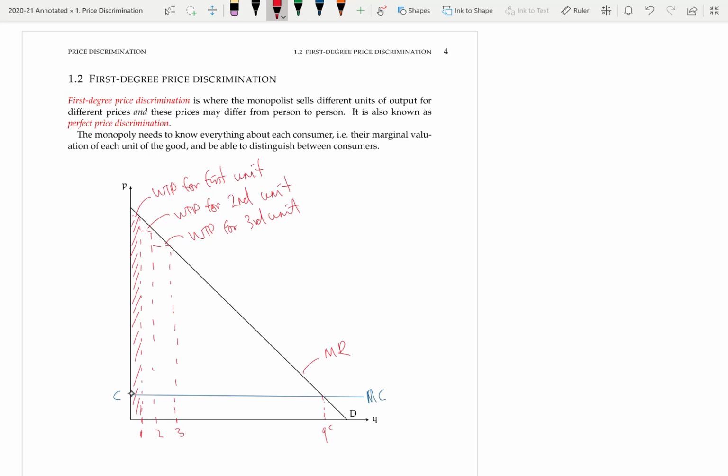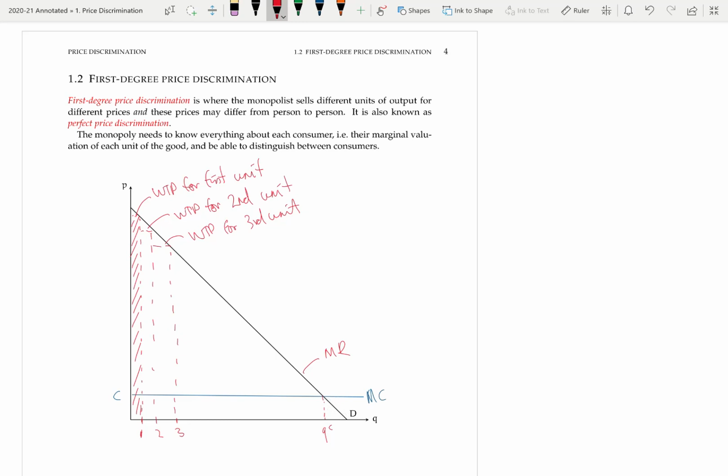For all these units from 0 up to QC, the marginal revenue is above the marginal cost. The monopoly can sell these units for more than their cost to produce, because the willingness to pay is above the marginal cost. But for these units, the marginal cost is above the marginal revenue. Consumers are willing to pay less for these units than it costs to produce them.